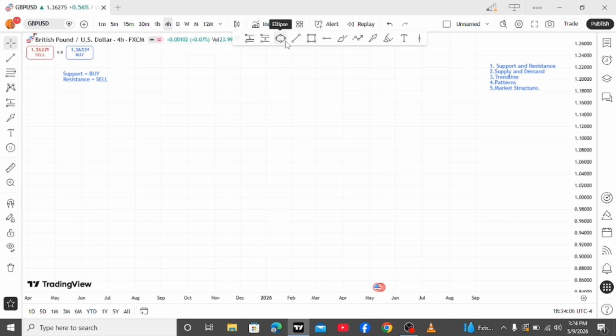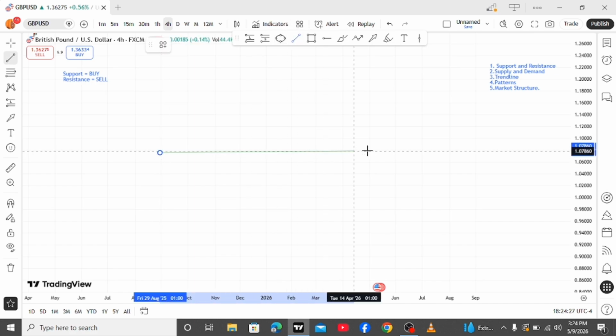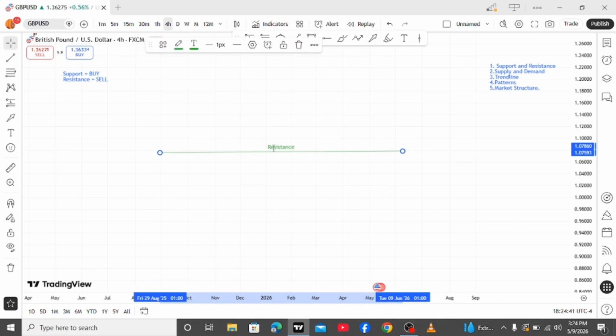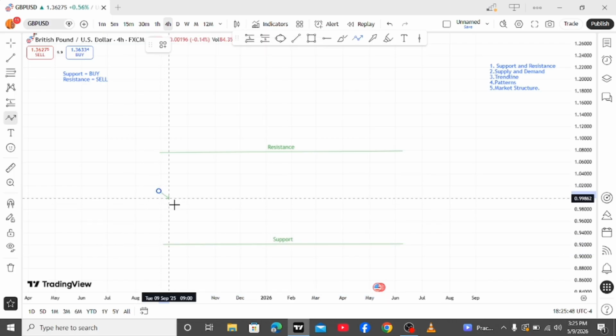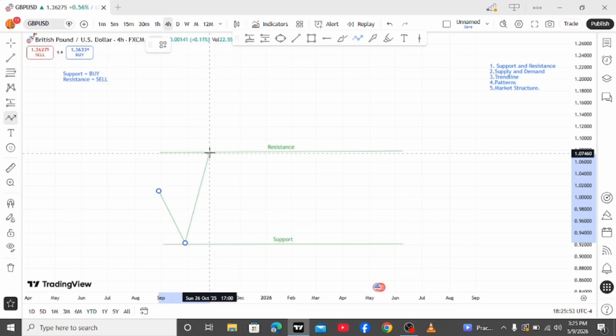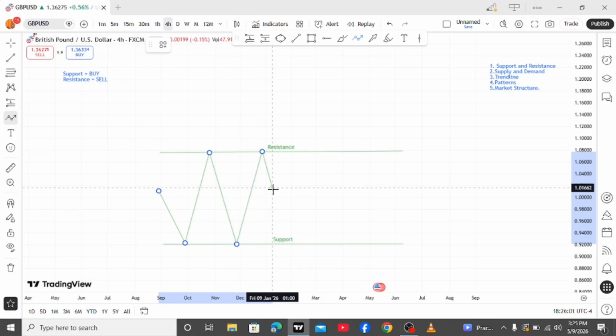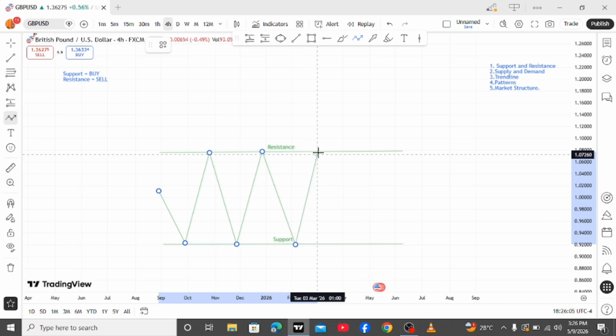So I'll give you an example right now. This is our resistance, and this is our support. When the market comes to our support, we buy. When the market goes to our resistance, we sell. And when it comes to support, what do we do? We buy. And when the market comes to our resistance, we sell.